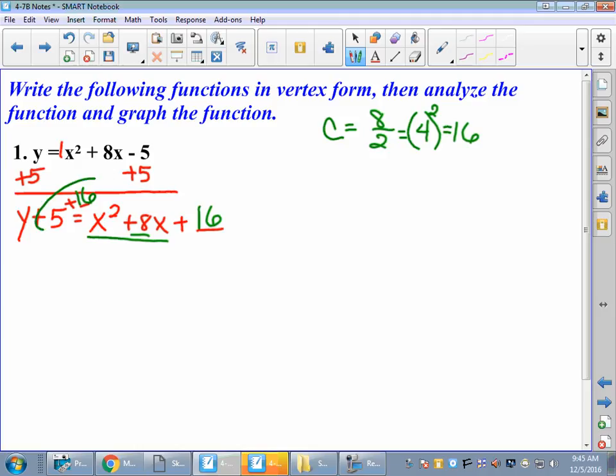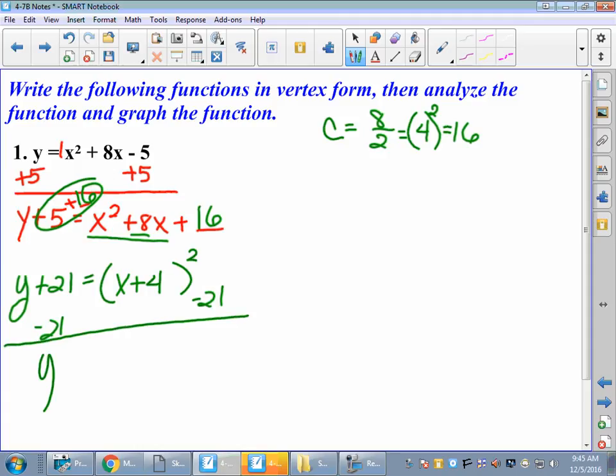So this 5 and 16 with the y is now going to become y plus 21. And then on the other side, we can make it a perfect square factor of x plus 4 quantity squared. So there's my x minus h squared. The last step is to subtract 21 from both sides. We're going to clean up y, and there's your k value.